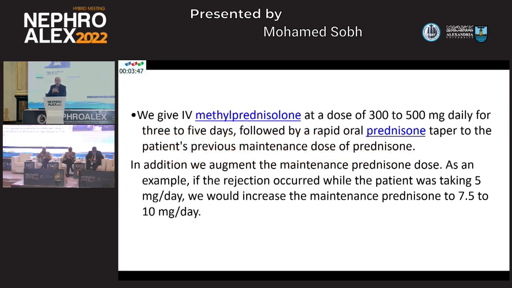We give IV methylprednisolone, as I said before, and we augment the basal immune suppression. We give IV methylprednisolone in a dose. Okay, I said this.